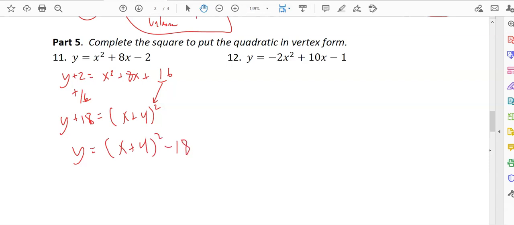If they asked you, what's the vertex, you would say negative 4, comma, negative 18 is your h and k. That was not part of the question.